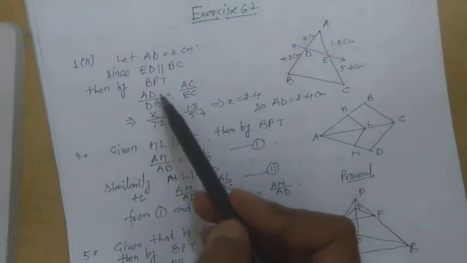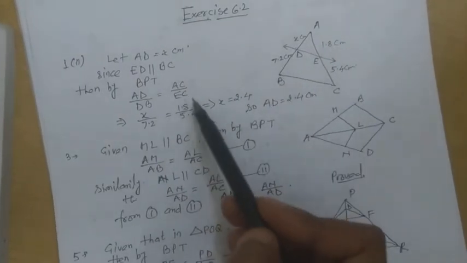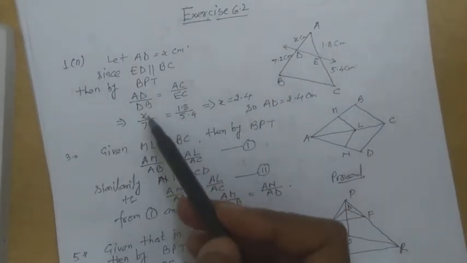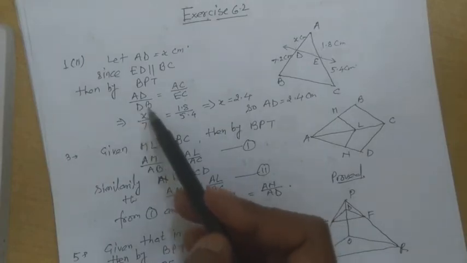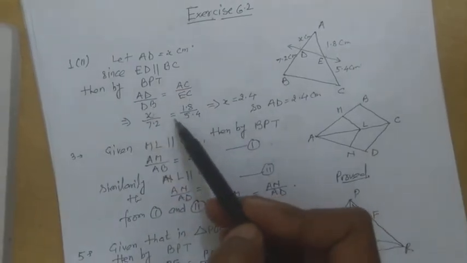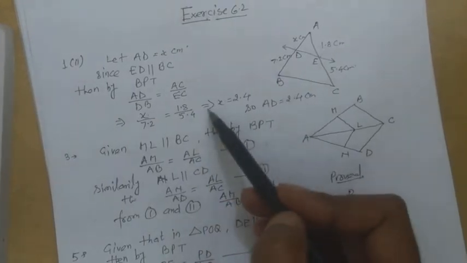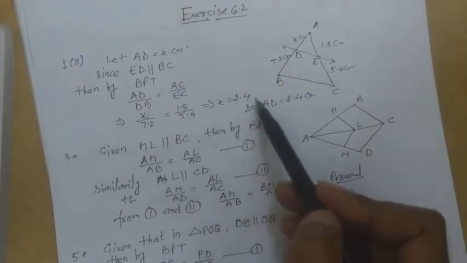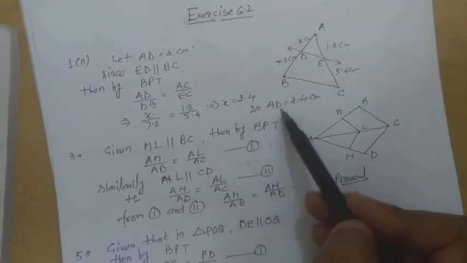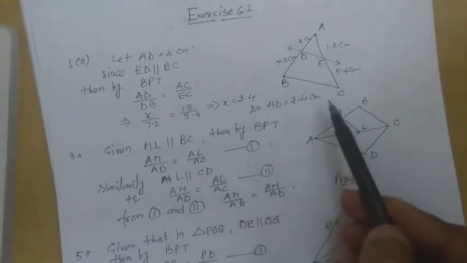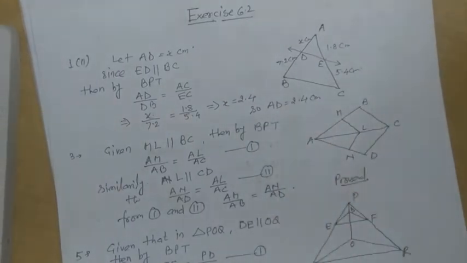So now we take the ratio AD upon DB is equal to AE upon EC. We have let AD be equal to x and given DB is equal to 7.2, which will equal 1.8 upon 5.4. By solving this, we get x is equal to 2.4. So AD is equal to 2.4 centimeter. That is our answer.